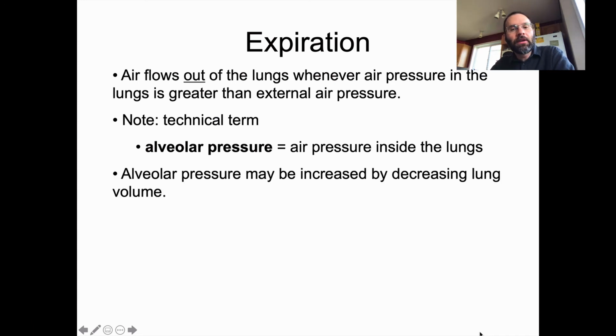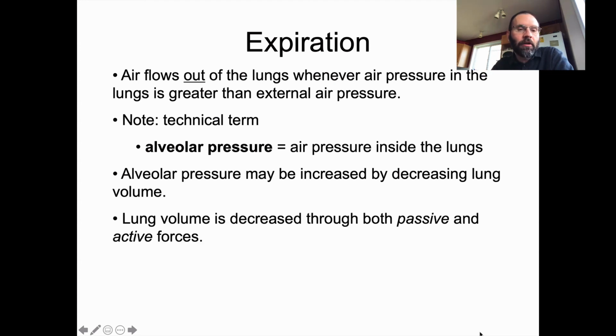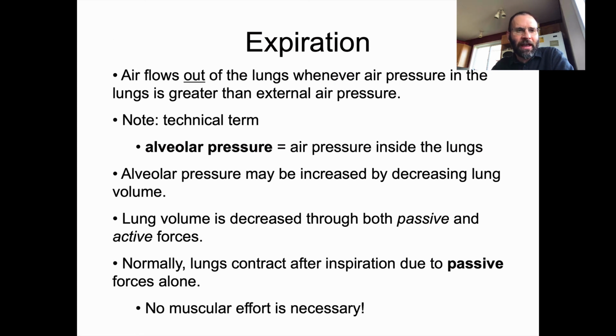So you can increase alveolar pressure, as we've mentioned before, by decreasing lung volume. And the interesting part of this is that you can decrease lung volume through both passive and active forces. And actually, the default way to do it is through passive forces, which is kind of nice because we are able to do work without actually having to put any effort into it. So normally, if you breathe in and then breathe out, your lungs are going to contract due to passive forces alone without putting any muscular effort into that.